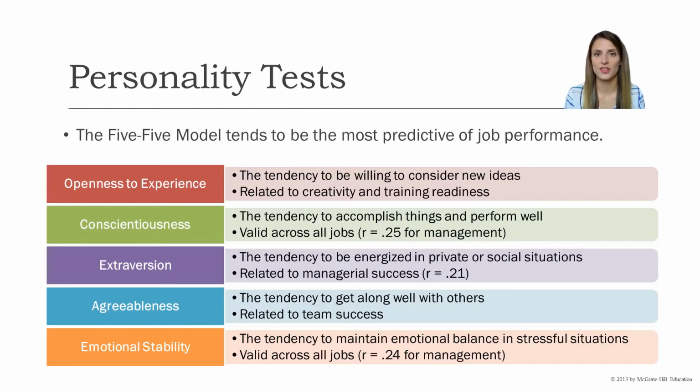Emotional stability is the fifth dimension. It was originally called the neuroticism dimension. This is the tendency for individuals to remain emotionally balanced, even in stressful situations. Like conscientiousness, emotional stability also tends to be predictive across all jobs because all jobs require some degree of emotional stability. Even if you never interact with another human being in your job, your work still requires that you can remain emotionally calm, emotionally stable.